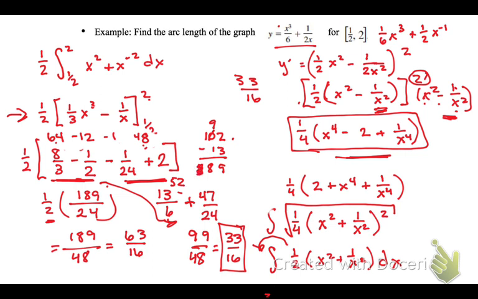Oh, it would be 112, not 102. Right? Yes, it would be 112. And I didn't subtract right. So that would be 99.